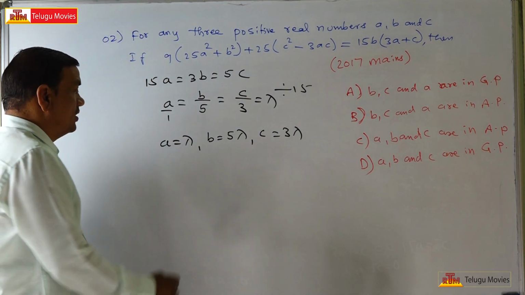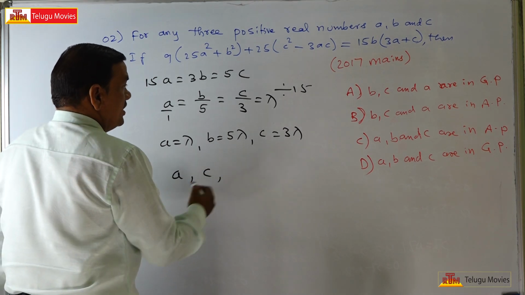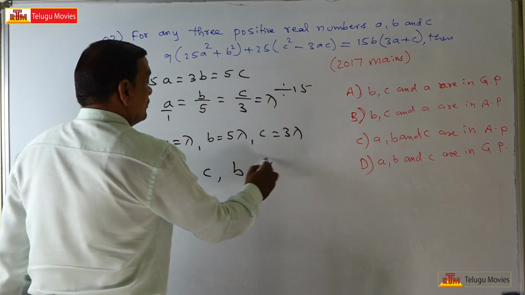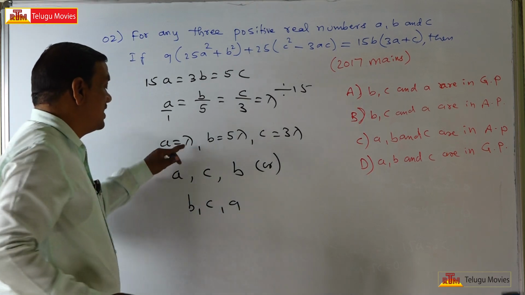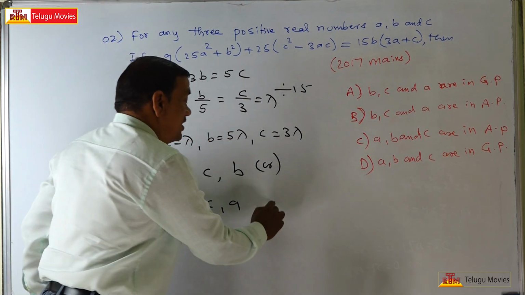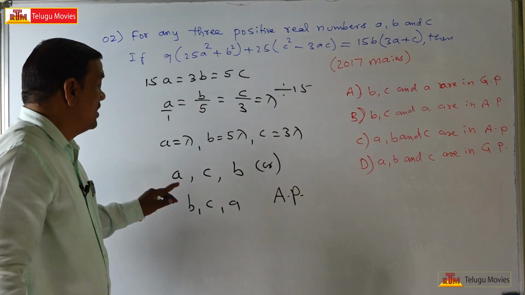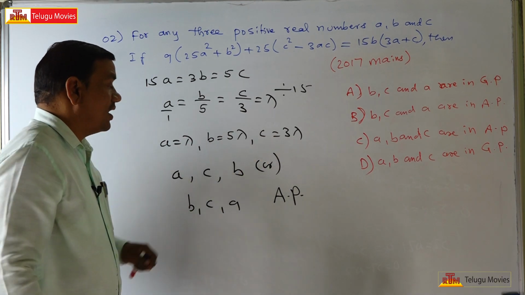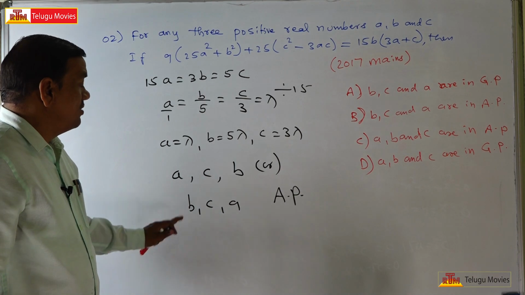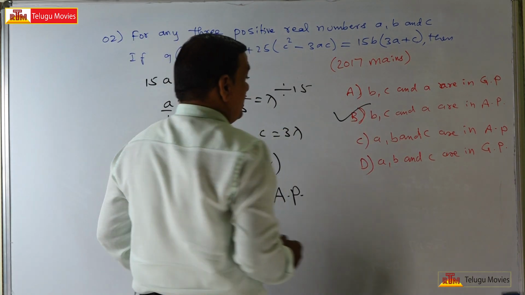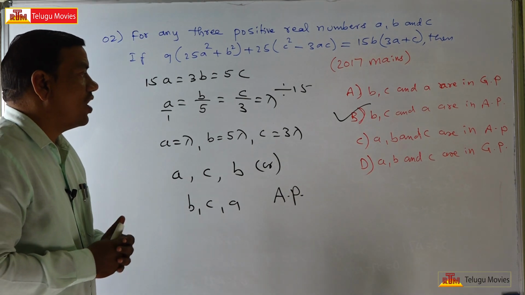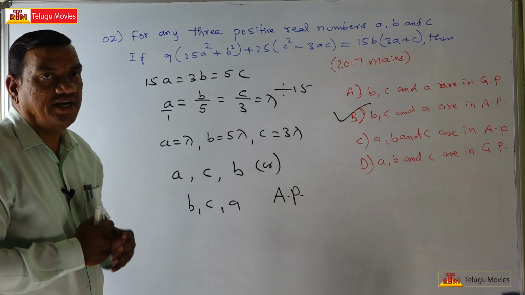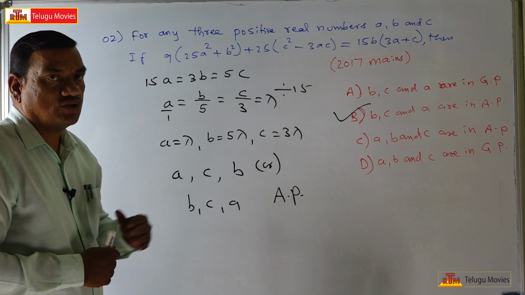So if you observe a, c, b, that means lambda, 3 lambda, 5 lambda, they are in AP. Otherwise b, c, a, that means 5 lambda, 3 lambda, lambda are also in AP. So the answer is b, c, a are in AP, the correct answer. Okay. So very easy problem. If you know the identity, the solution is very easy. Okay. So let us go for the next problem.